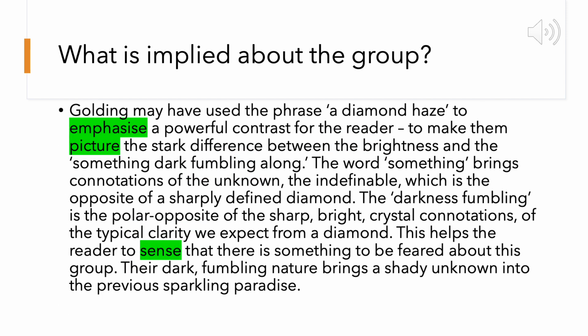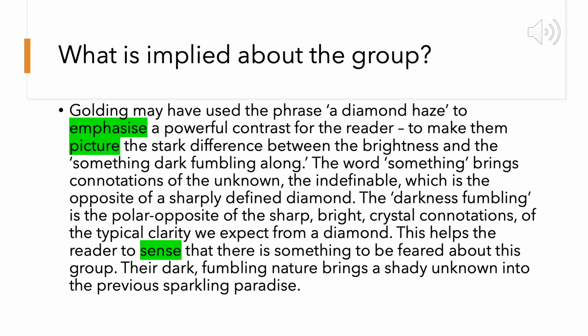I can even go a bit further with this. So I've explained the connotations and associations and symbolism of the diamond. I've given some idea of what I think Golding wanted us to understand. And now on this slide, I've got an extra final paragraph that just absolutely explains fully what I'm trying to say about how that use of the word diamond helps us understand more about Jack and his group.